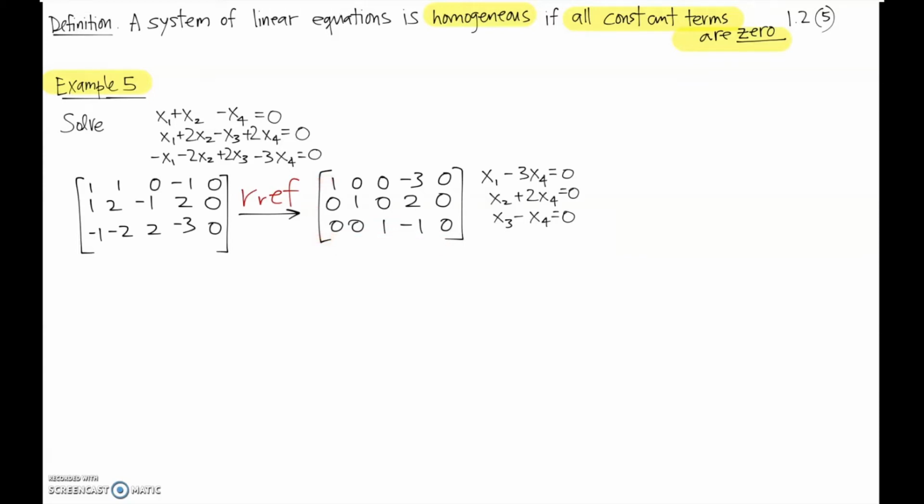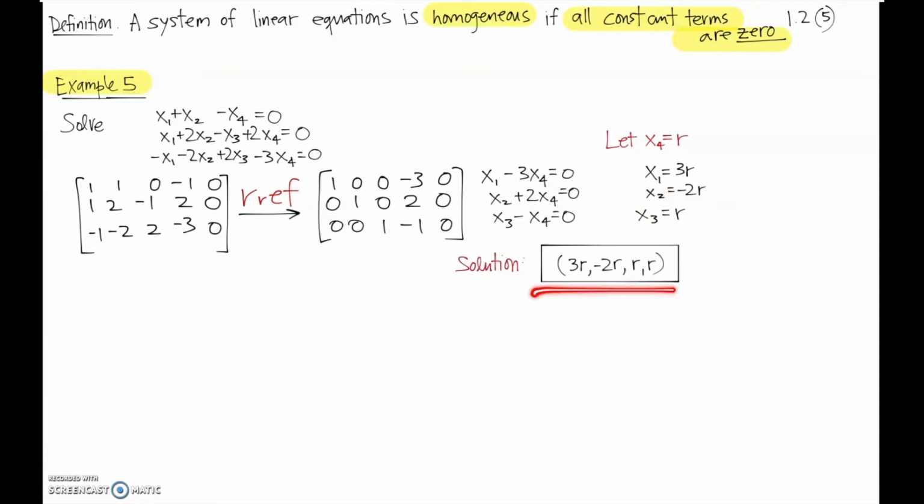So if a homogeneous system has fewer equations than variables, there will be infinitely many solutions. Let's go ahead and use a parameter to be able to write what the solutions look like. I'm going to write all the leading variables, x1, x2, x3, in terms of x4, so I'll let x4 equal the parameter r. And once I do that, I find that x1 equals 3r. I've just taken this over to the other side of the equation. x2 equals negative 2r, and x3 equals r, and I can write the solution set. And so the solution should look like this. This is what I would write as my solution to this homogeneous system: 3r, negative 2r, r, and r.